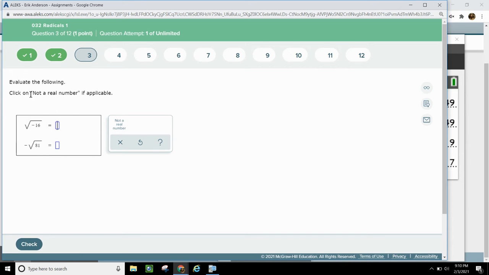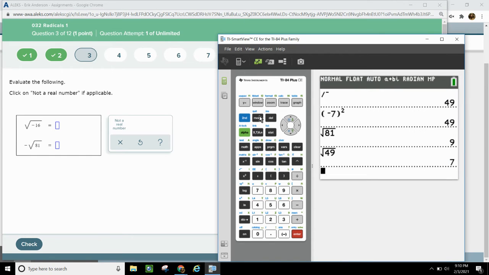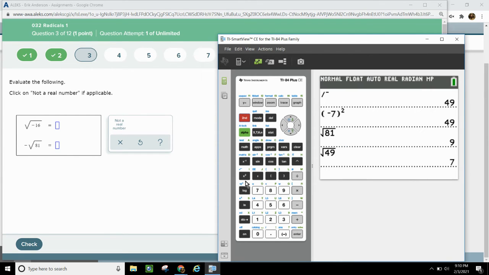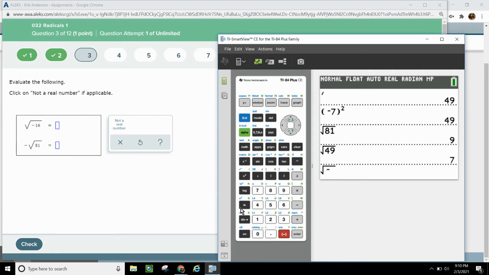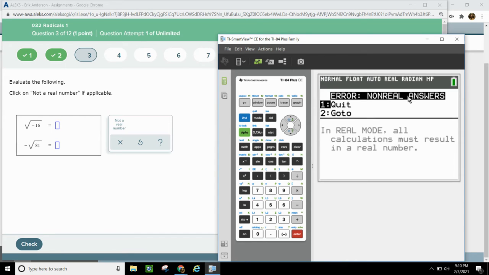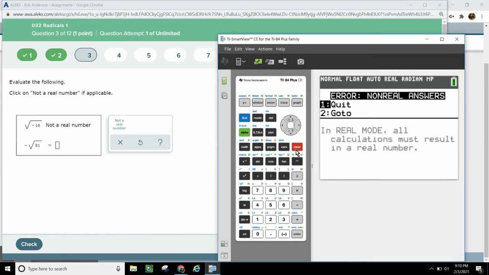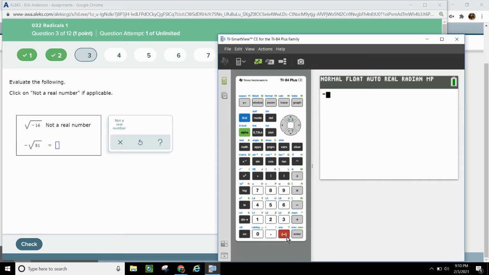Evaluate the following. Click on not a real number if applicable. So if we are doing this first one, and we do the square root of negative 16, we get not a real number. So for this first one, not a real number. But if we do negative the square root of 81, it's just going to be negative 9.